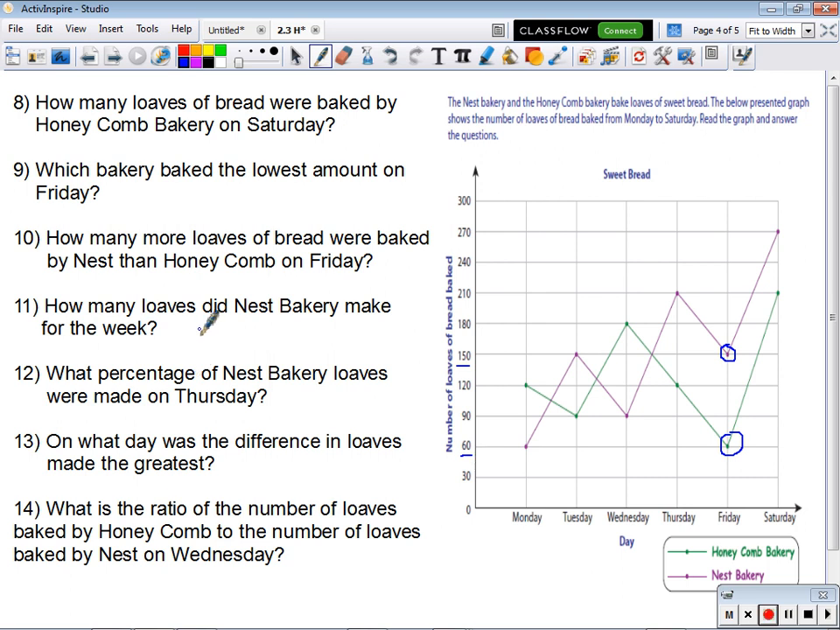Number 11 says, how many loaves did Nest Bakery make for the week? So what I want to do there is I want to add all these numbers up. So here I got for Nest, I got 60 on Monday, right? I have 150 on Tuesday. I have 90 on Wednesday. I have 210 on Thursday. 150 on Friday, and then on Saturday it looks like they did 270. So I want to take those numbers, I'm going to add them all together.